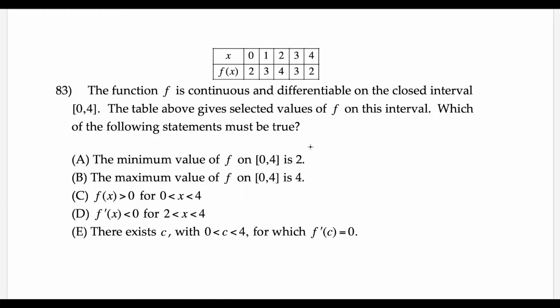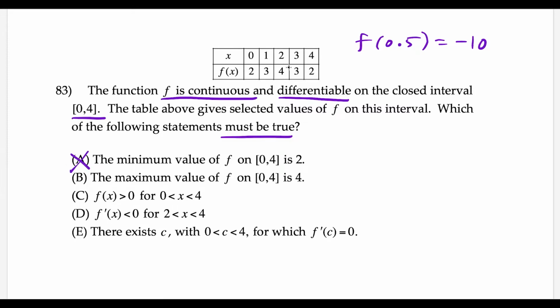For question 83, we want to know which of the following statements must be true, and we're starting with the idea that f is continuous and differentiable on the closed interval 0, 4. And we have select values of f here. And for this question, we just have to go through these one at a time. So the minimum value of f on this interval is 2. Now, while that's the smallest function value that we are looking at, for all we know, f of 0.5 could be negative 10. So this is not a must-be-true statement. It could be true, but it doesn't have to be true.